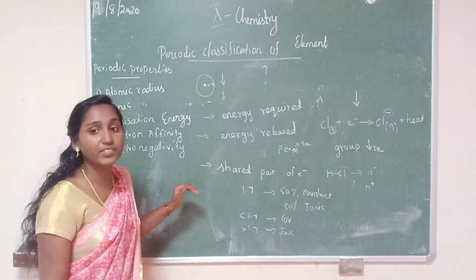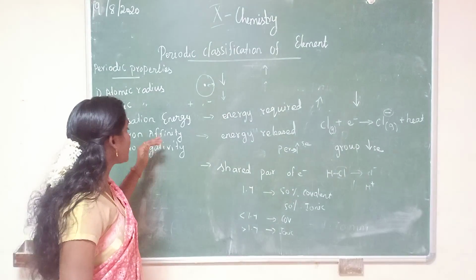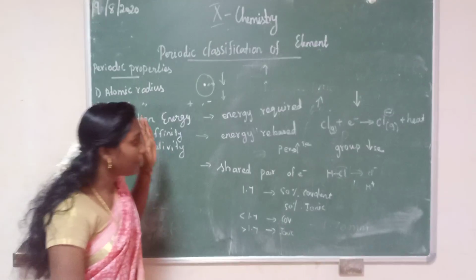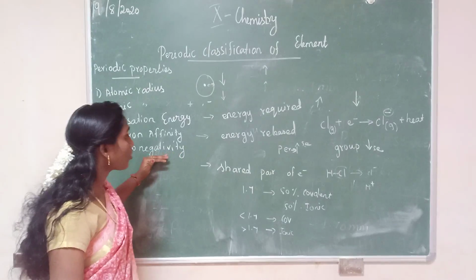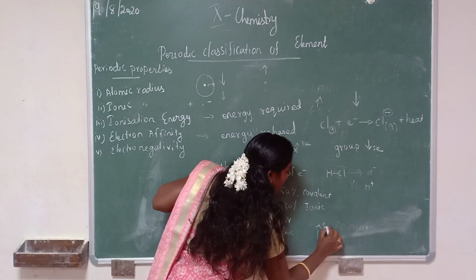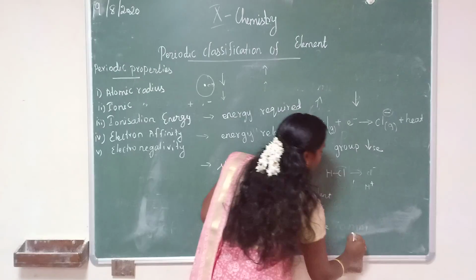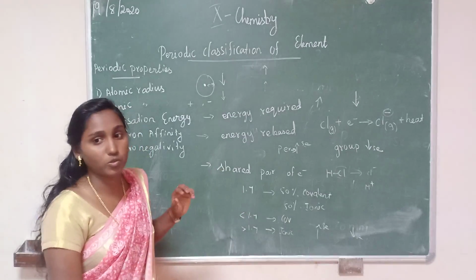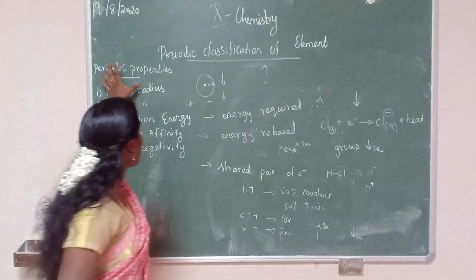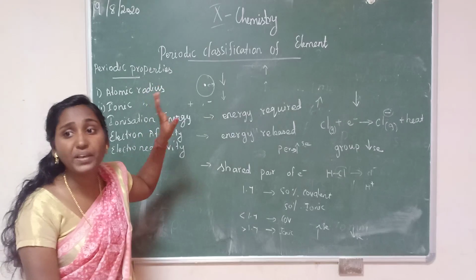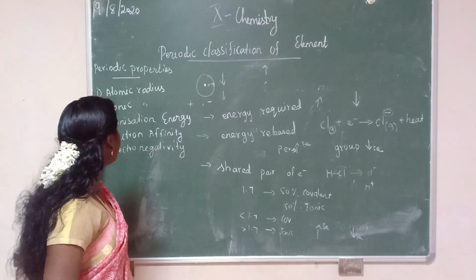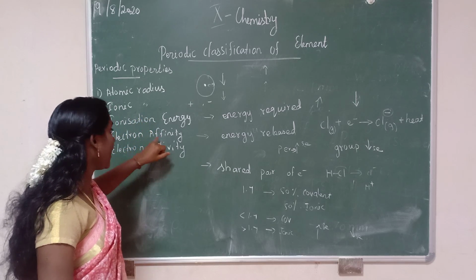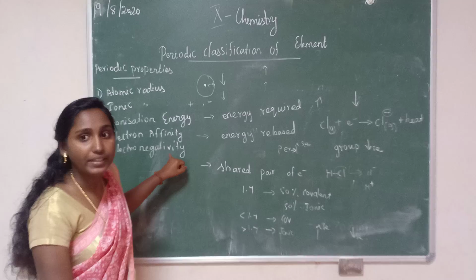One more point: in a period, from left to right, electronegativity increases. From top to bottom in a group, electronegativity decreases. Underline this point also, it can be a question. So can you study the periodic properties? How many periodic properties are there? Five. What are they? Atomic radius, ionic radius, ionization energy, electron affinity, electronegativity.